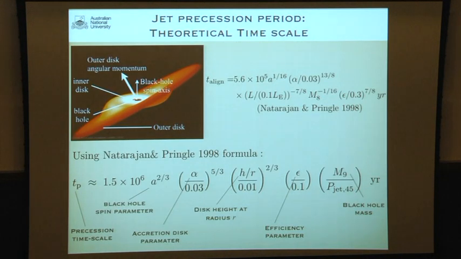So maybe I will skip this. Basically, I estimate the precession period from a theoretical point of view, and I also get it in the range of mega years.